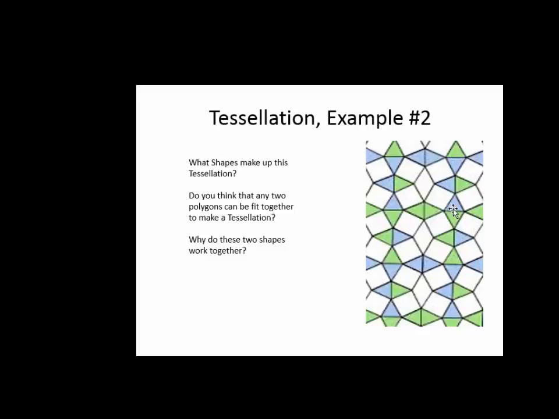So very interesting. All right, now do you think that any two polygons can be put together to create a tessellation? Now I don't want you to just say yes or no or guess. I want you to really think about it. And I want you to answer yes or no and explain why.